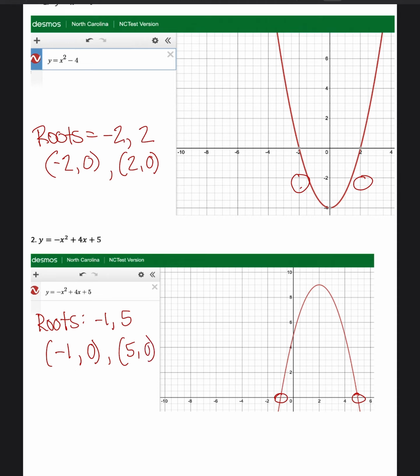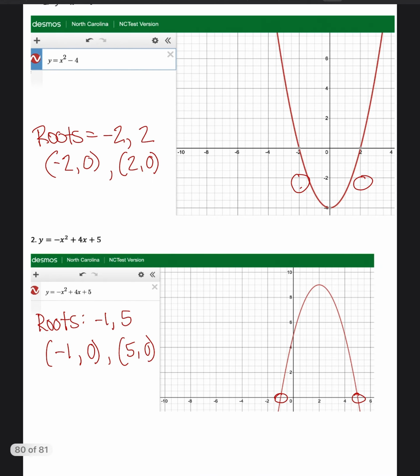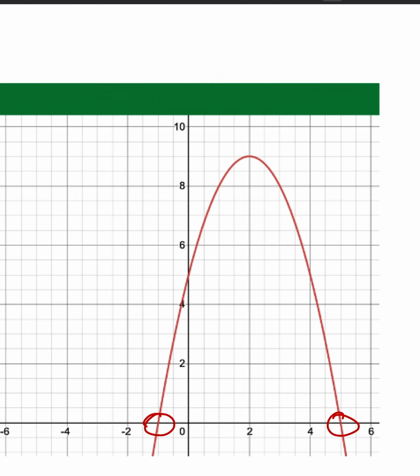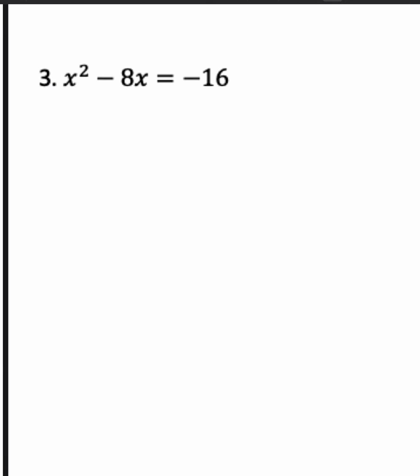And then if we wanted to check to make sure our vertex is correct, we said that our vertex was supposed to be at 2, 9. And looking at our maximum point, if we go over to 2 up to 9, our vertex is correct. Okay, so we're going to go ahead and go through those last two examples, plugging those into Desmos.